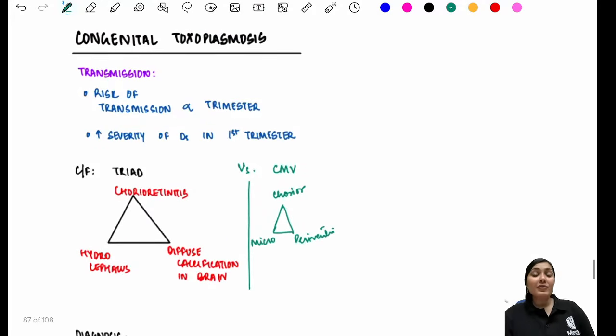This you can confuse with CMV, right? Because they are very similar triads. So remember, in CMV you literally see CMV, that is chorioretinitis, microcephaly, and periventricular calcification. Here you see chorioretinitis, same. In CMV it was small head, microcephaly, but in toxoplasma there is big head, hydrocephalus. There it was periventricular calcification. Here in toxoplasma, diffuse calcification, right?